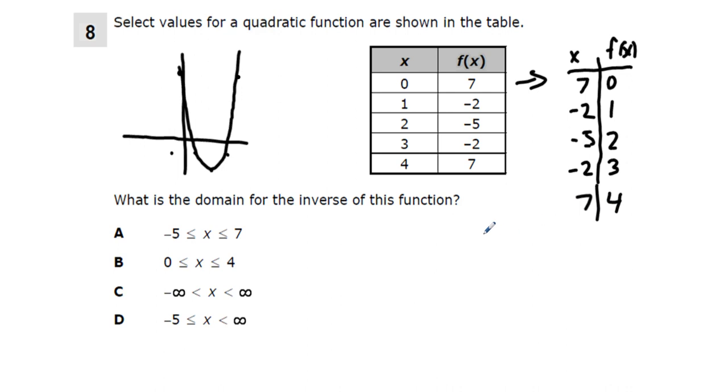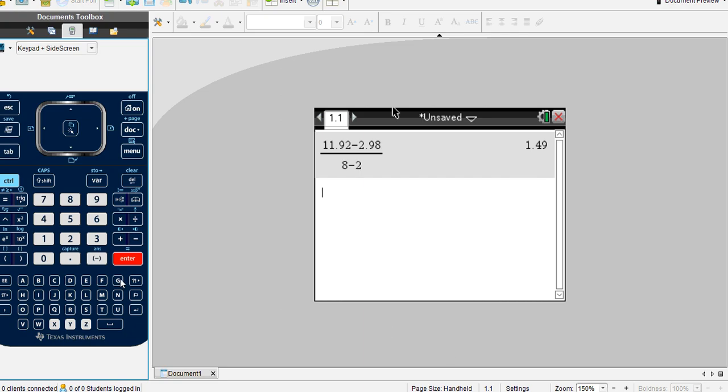And what I'm going to do for this one is go to lists and spreadsheets, see what happens. And I'm going to go to Control I. Show up. Come to life, calculator.